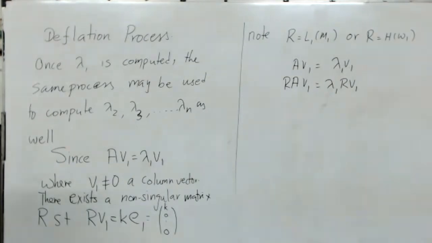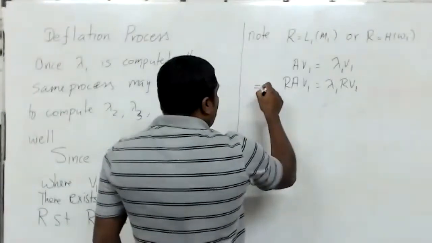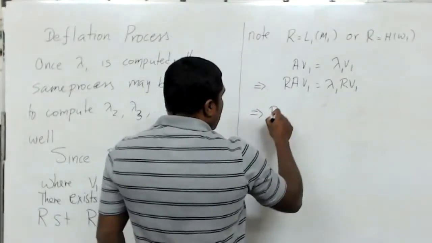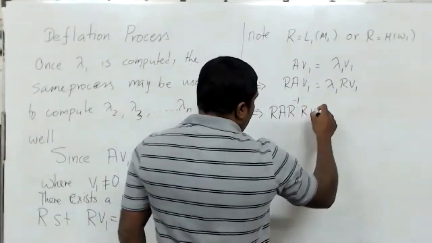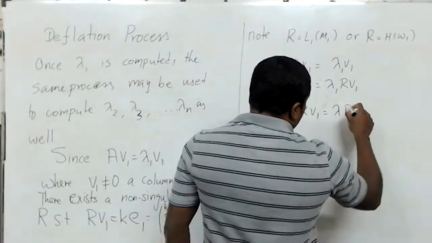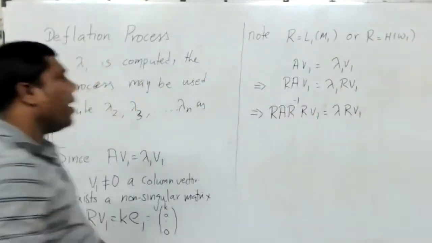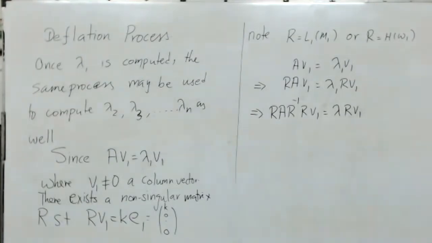So what I do is I have an identity matrix there, right? A times v1, I can write it as A times I times v1, right? So A times I times v1, I is r inverse r, right? So I just multiply by A r inverse r, which is identity, so there is no change, right?